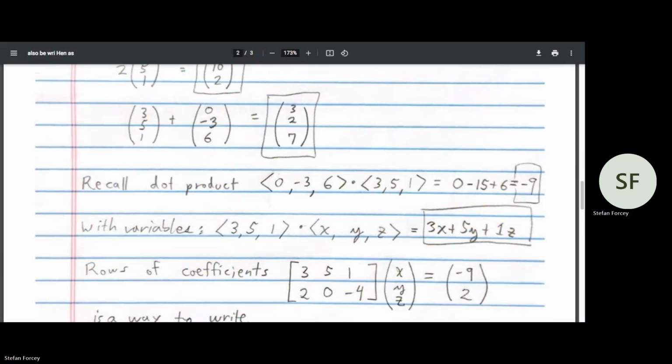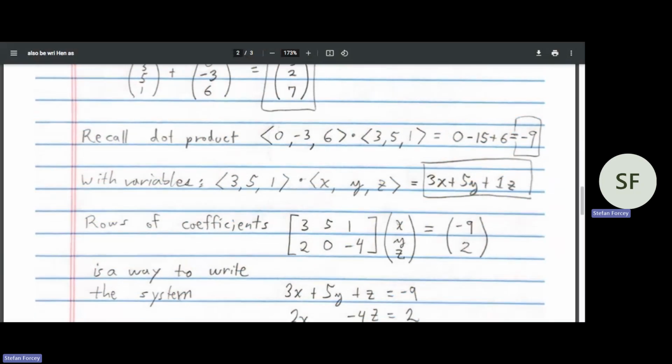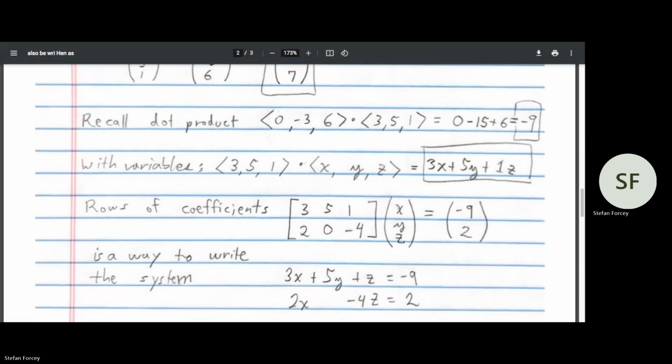This is a matrix, 3, 5, 1, and 2, 0, negative 4, times a vector x, y, z, and equal to another smaller vector, negative 9, 2. But what it is, it's a way to write the system. 3, 5, 1 times x, y, z gives you the dot product, 3x plus 5y plus z, and that's equal to negative 9. And then the second row times that column as a dot product would give you 2x minus 4z, and then set that equal to 2. So a matrix times a vector of variables is the same thing as a system of equations.